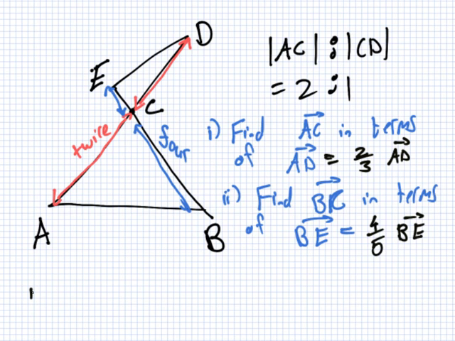Now, let's see. Another one. Part 3. What was the first one I did? AC. Wasn't it? BC. Okay. AE. Well, I'm thinking... Find ED.